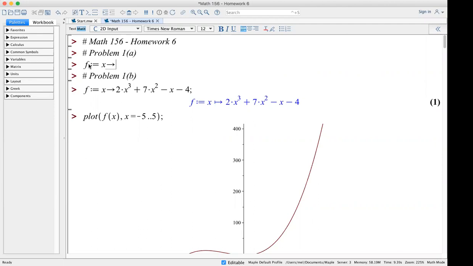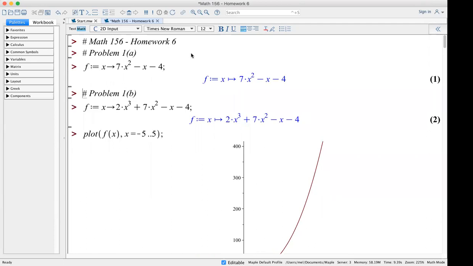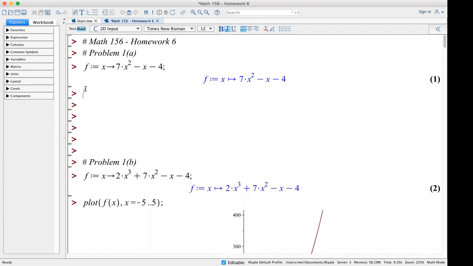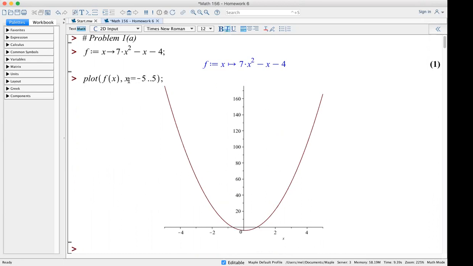f is the parabola 7x² − x − 4. Just to see what's going on, if we plot f(x), this is the nice parabola. Let's look at this a little bit more closely. Here is the vertex. It's not clear exactly where it is, but we will find out.